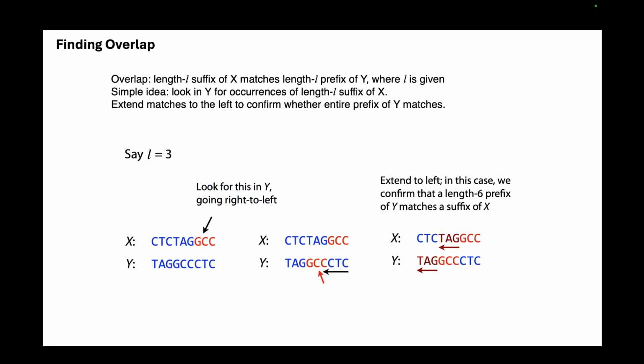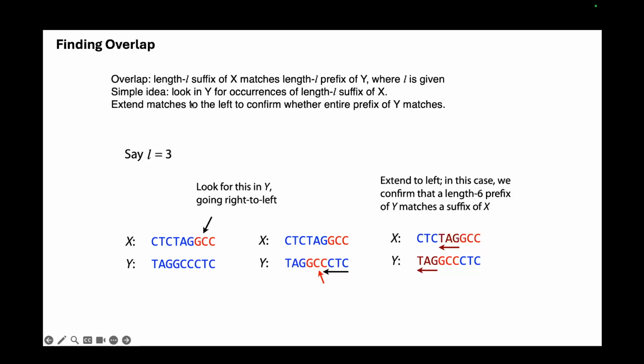Okay. Now, while you are trying to find overlaps, how will you find the overlap? So, for example, you have a length L suffix of X which matches a length L prefix of Y, where L is the given amount of overlap that you want. So here in this case, we take L equal to 3. What you want to do is basically look in Y. So Y is your sink and X is your source. So the suffix of X matches with the prefix of Y.